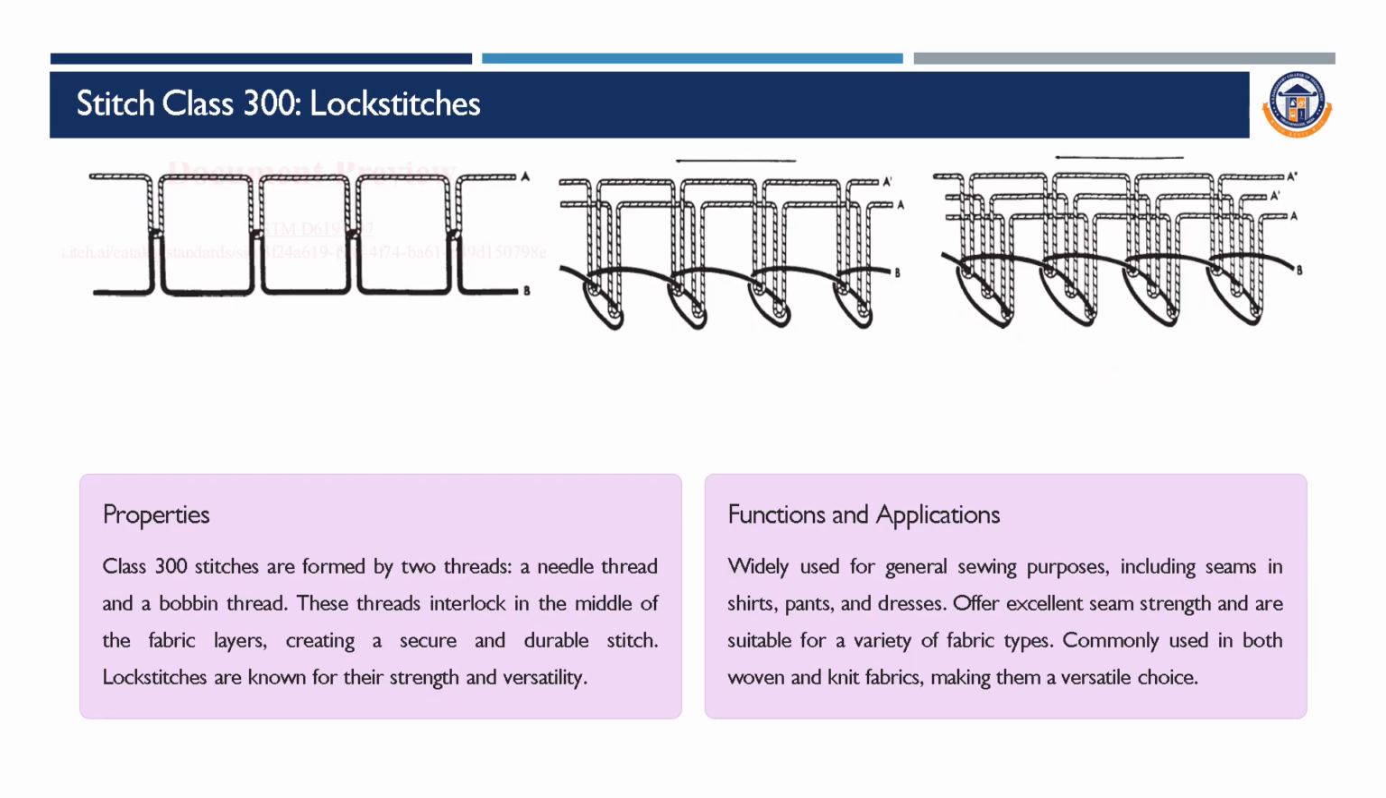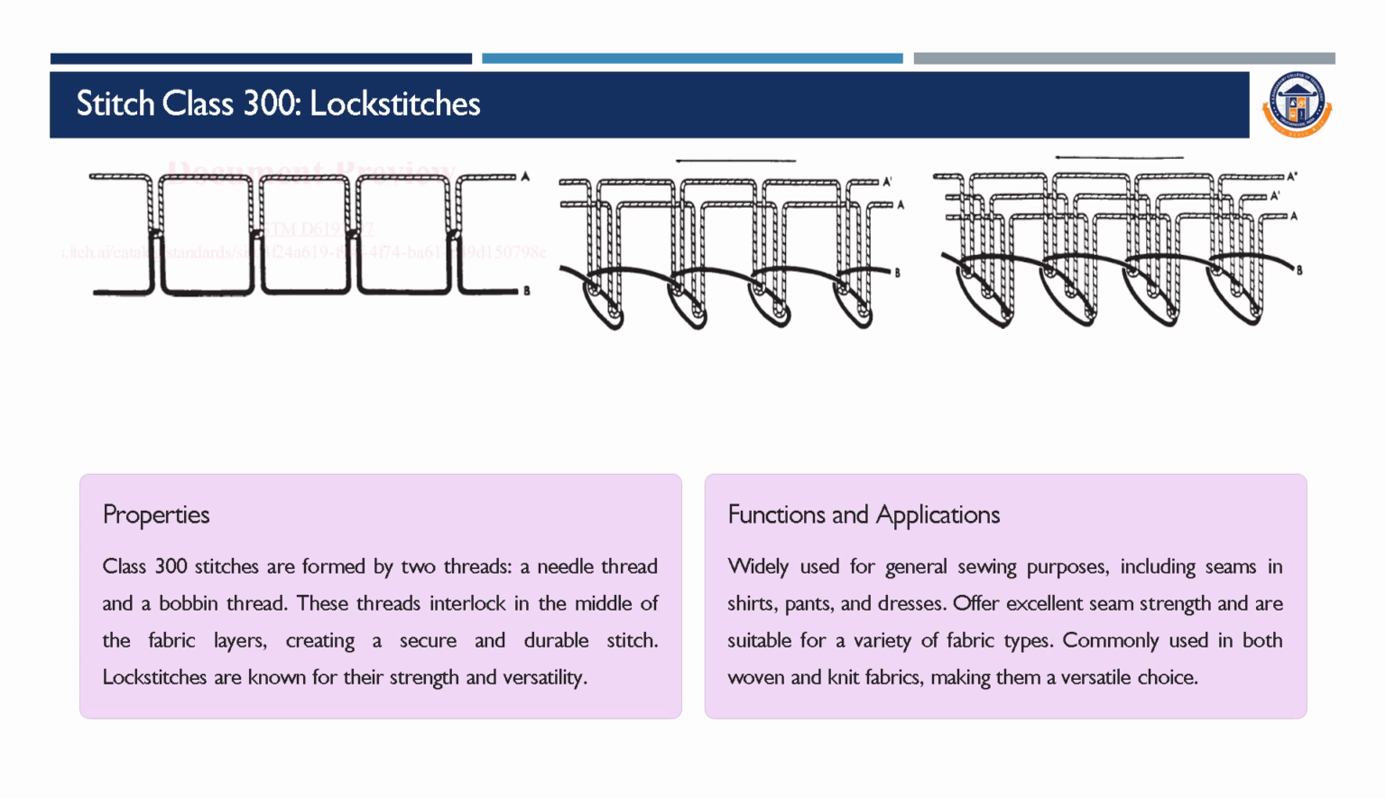Stitch class 300. Properties of lock stitches: class 300 stitches, called lock stitches, are formed by two threads, a needle thread and a bobbin thread. These threads interlock in the middle layer of the fabric, creating a secure and durable stitch. Lock stitches are known for their strength and versatility, which is shown in our diagram.